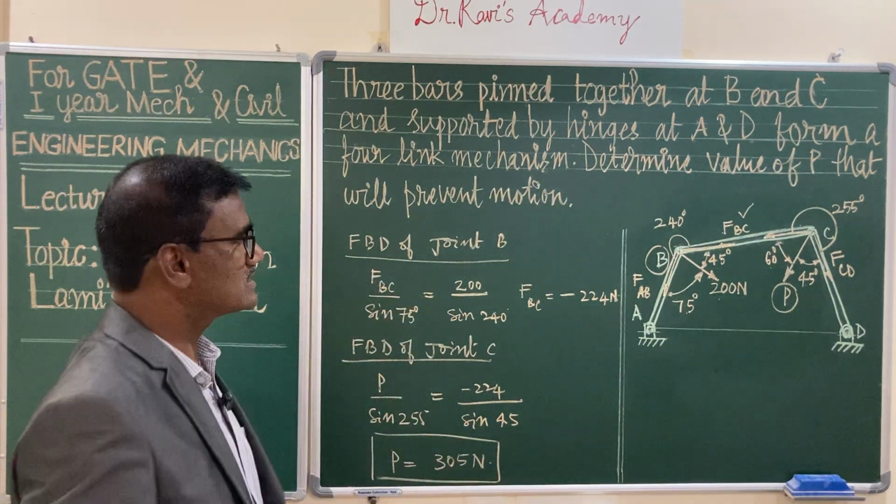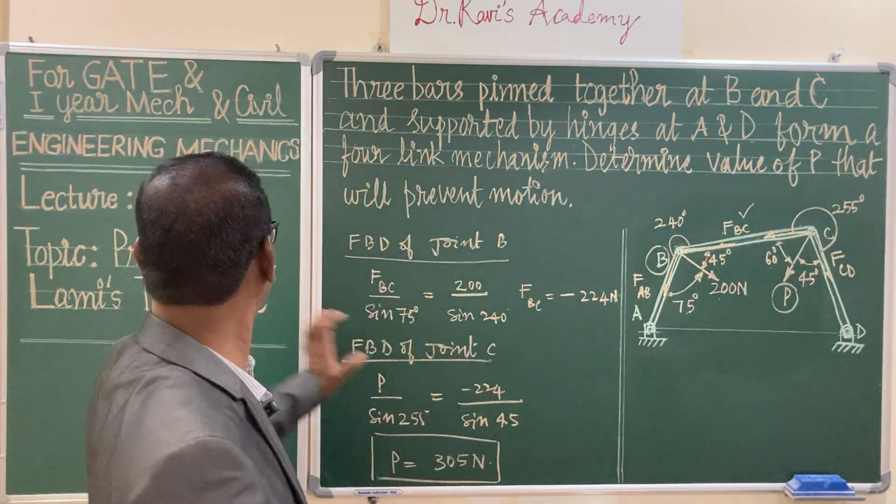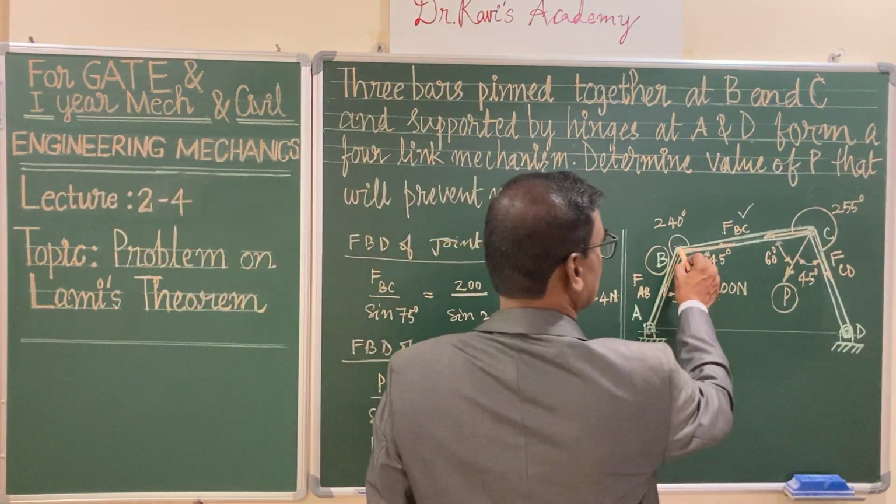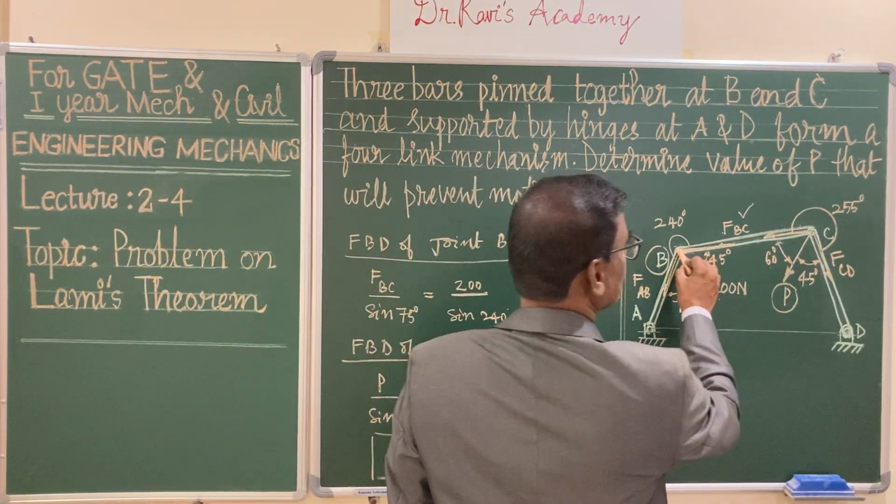So you can understand the importance of Lami's theorem. You have applied Lami's theorem by considering the equilibrium of joint B as well as joint C.